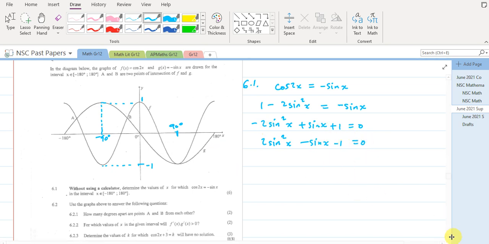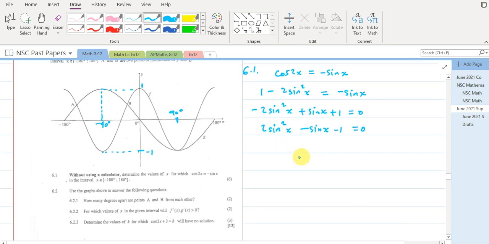If we try to simplify this, do we get any answers? Let's see. So we're getting 2 sine x and sine x. We must get 1 and 1. So minus here and a plus there. So minus 2 sine x plus sine x should give us minus sine x. Therefore, sine of x is equal to negative half, or sine of x is equal to 1.